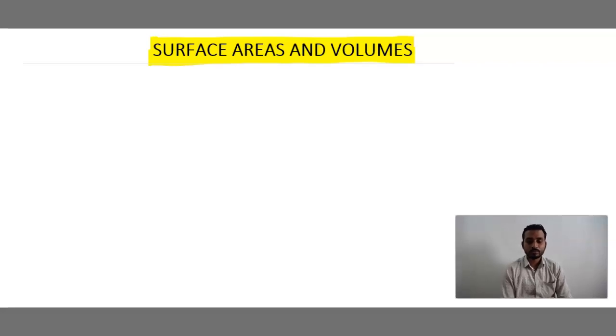Dear students, today we are going to study the chapter Surface Areas and Volumes. This chapter is also called mensuration. This chapter can be studied by all the state board students. Let it be ICSE, CBSE or state syllabus, whoever may concern, they all can study this chapter.